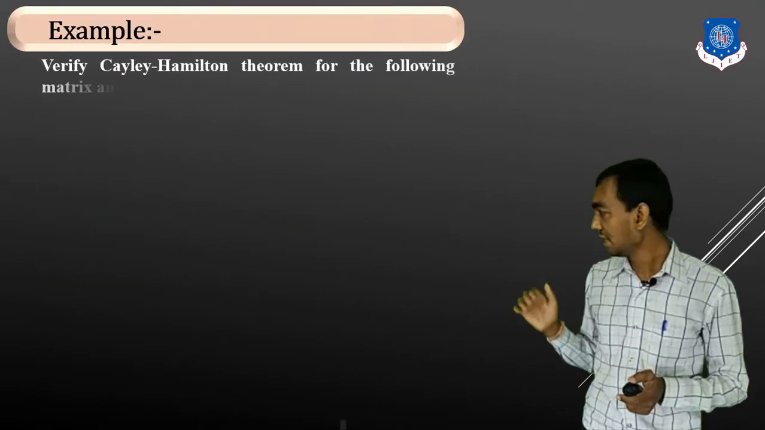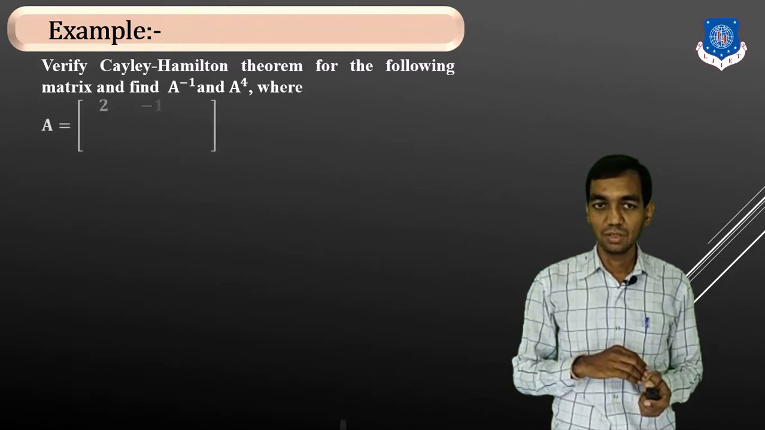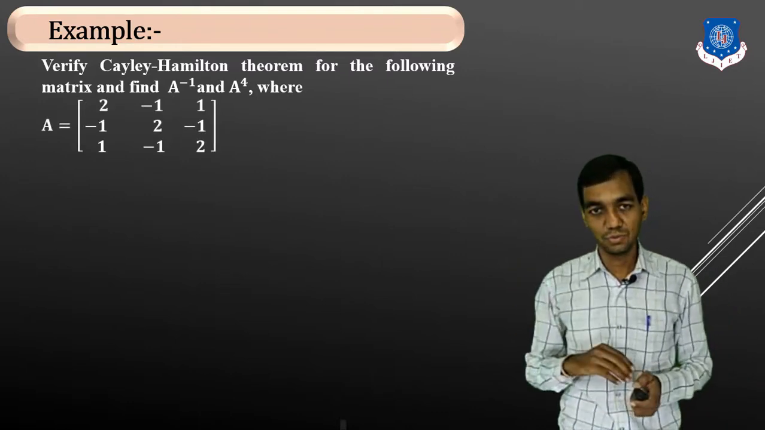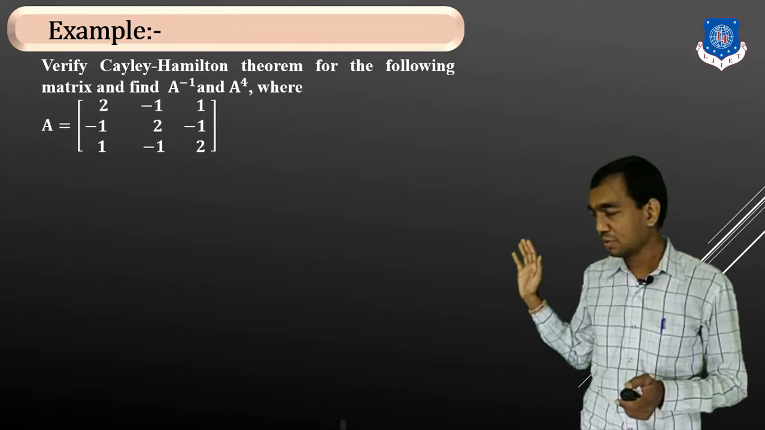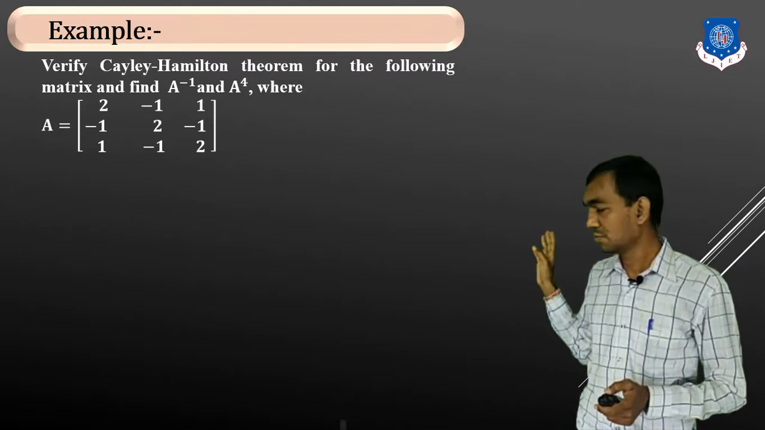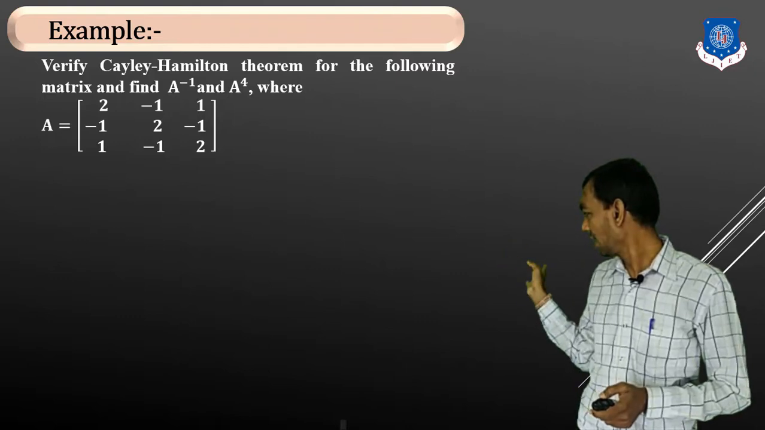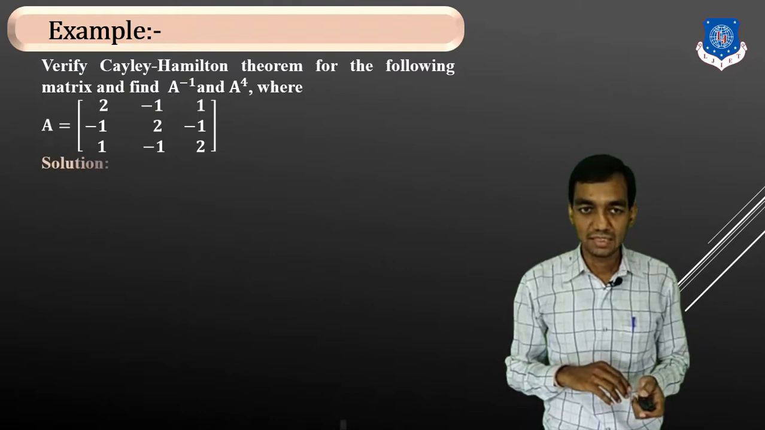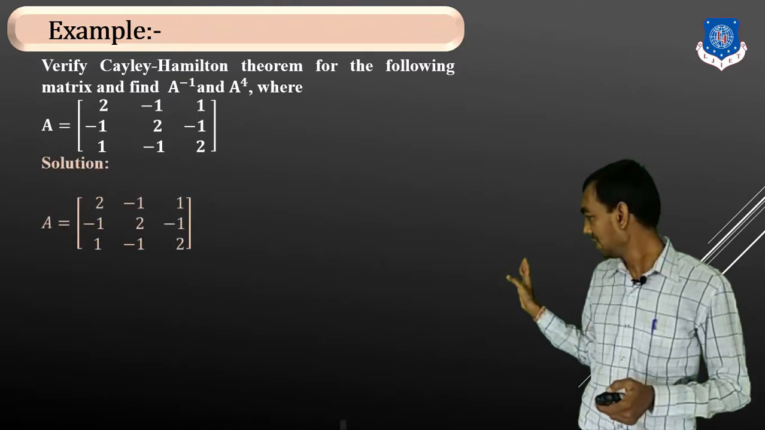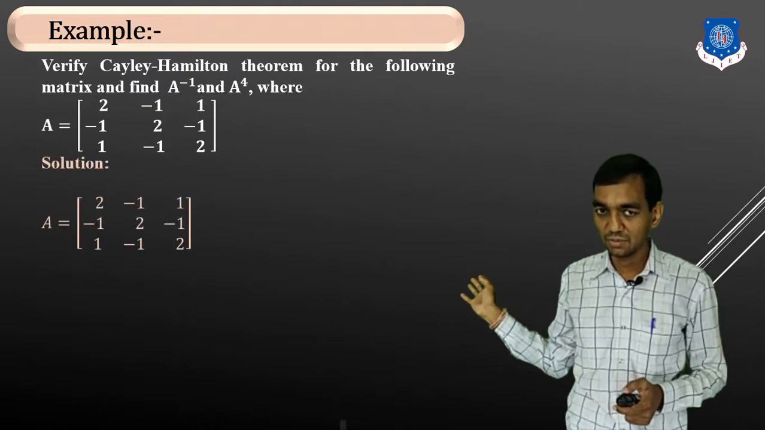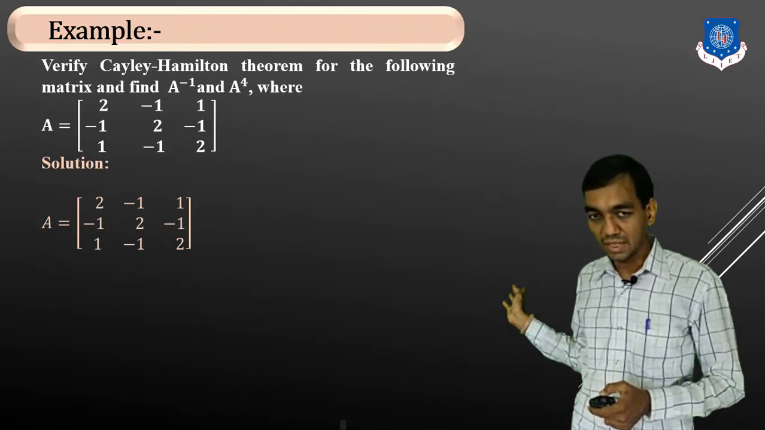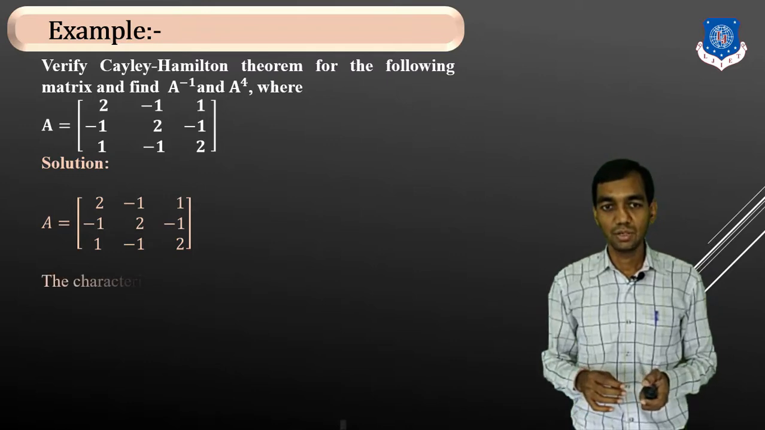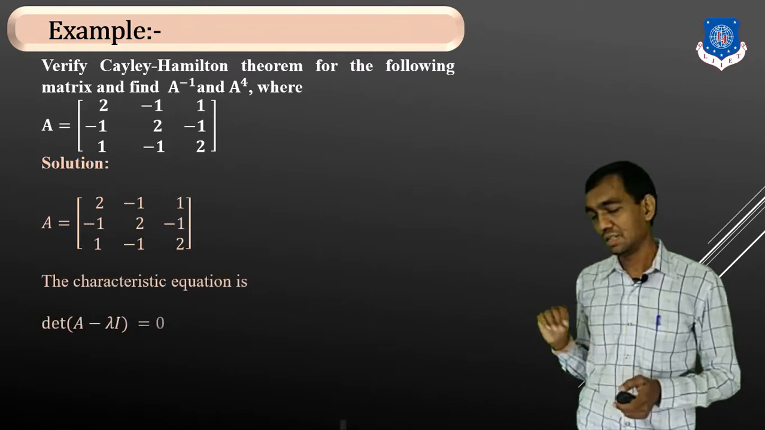Now first one, verify the Cayley-Hamilton theorem for the matrix and hence find A inverse and A raised to 4. Okay, now first we have given A = [[2, -1, 1], [-1, 2, -1], [1, -1, 2]]. So we are starting with the solution. We are starting with the matrix A. A is nothing but 2 -1 1, second row -1 2 -1, third row 1 -1 2. Now what we are going to do, first we are starting with the characteristic equation.